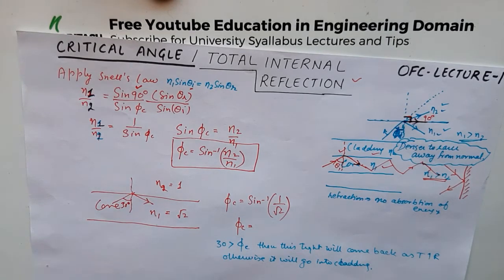So that was the concept of total internal reflection and critical angle in optical fibers.